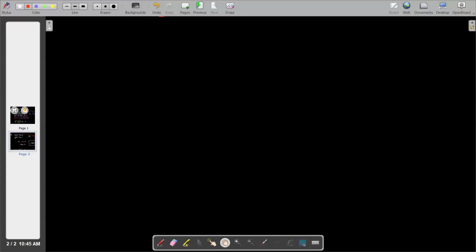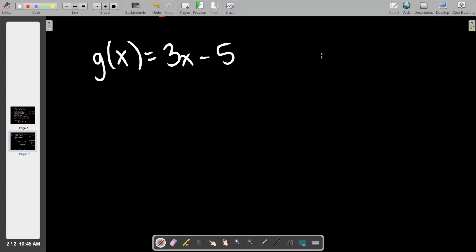So we have g of x equals 3x minus 5, and then we're finding g of x squared. Yeah. Awesome.